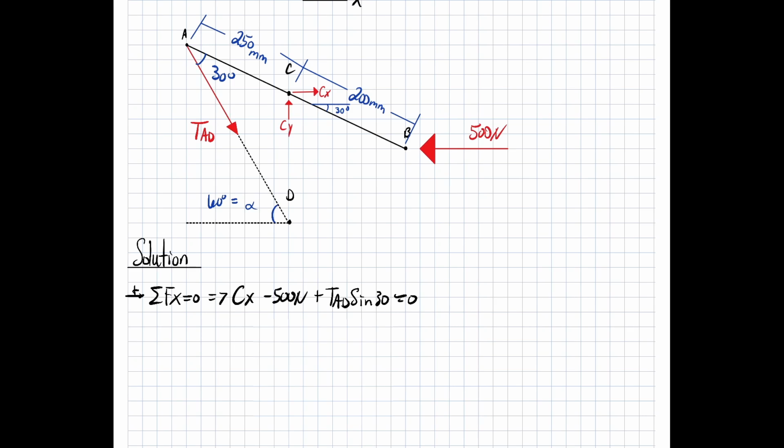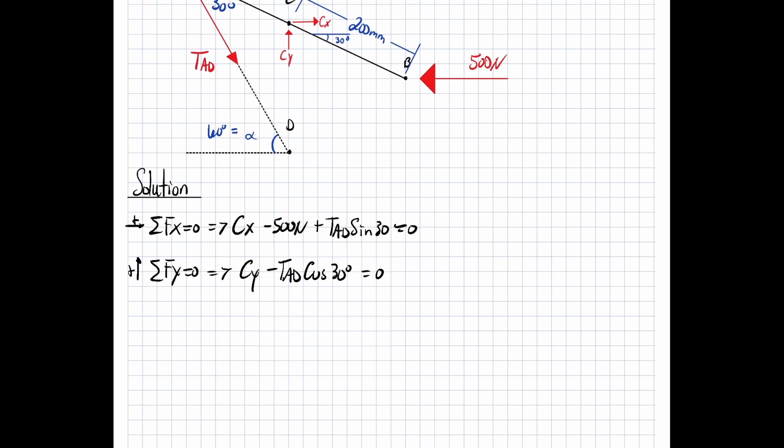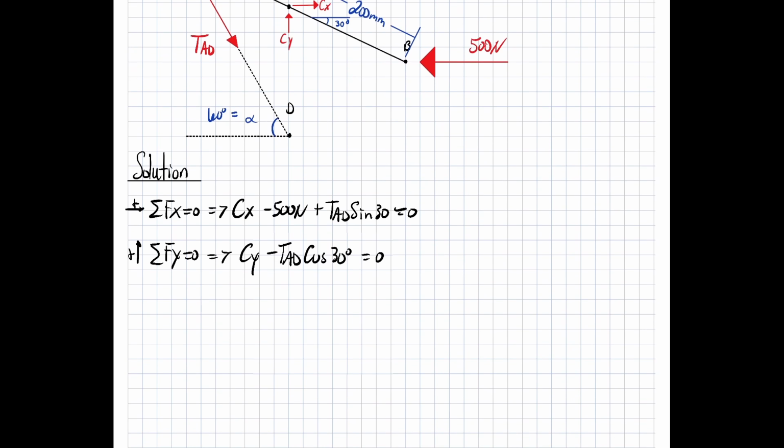We have too many unknowns, so we can't solve. We need to go ahead and go to the sum of forces in the y direction, all equal to 0. I'm going to state it positive vertically up. We have a positive Cy and minus tension AD. Now this one's cosine of 30 degrees, so all equal to 0. Again, we have two unknowns, can't solve, so we need to take a moment.